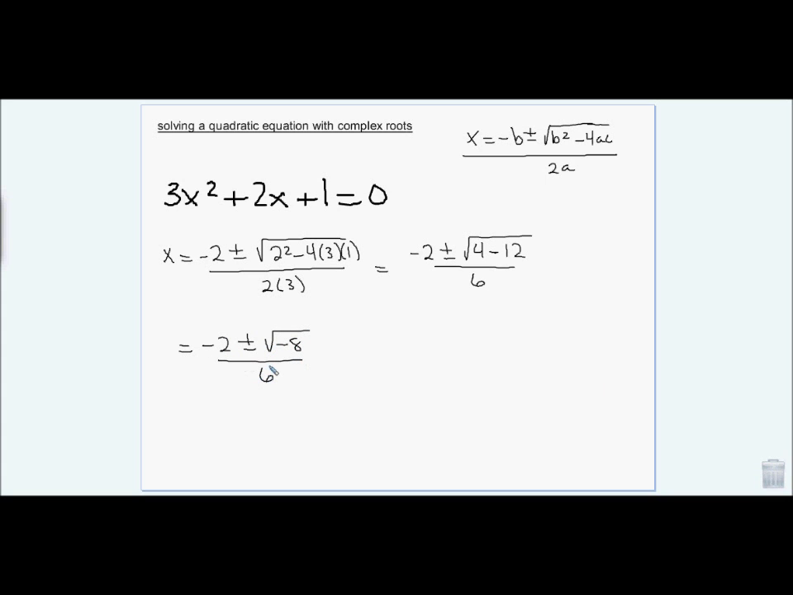And now you know we can't take a square root of a negative number and still be in the real number system. So I need to use i, my imaginary number.